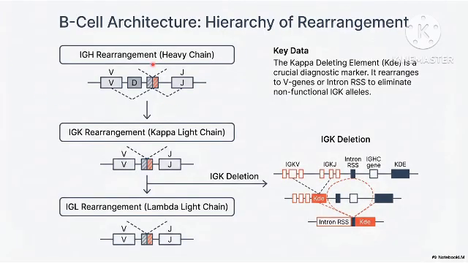Just to summarize, IgH rearrangement has happened, then kappa rearrangement. If it is not happening, this Ig kappa should get deleted with the help of the kappa deleting element. It will form an intron RSS KDE rearrangement here, that can be used as a surrogate to know whether kappa is there or not. Finally, if the IgK rearrangement is not happening, Ig lambda rearrangement will happen.